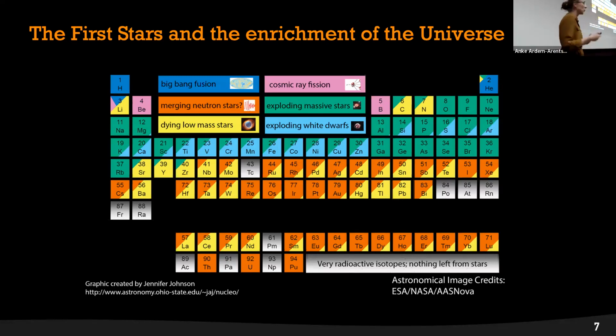Then you have exploding white dwarfs. A white dwarf is the end product of a low mass star, and it can explode if it's in a binary system. It doesn't really matter, but it's a different kind of channel and it produces different kinds of elements, mostly these here. And then you have some more exotic elements that we think there are various ways of making, but one of them is merging neutron stars. So these are the heavy elements down here. All of these elements are produced on different timescales, and the first stars are making the first elements.